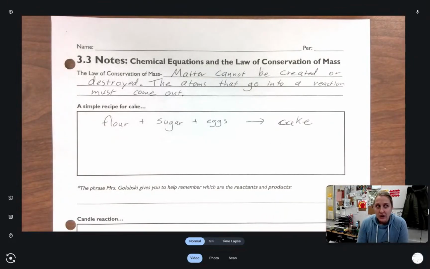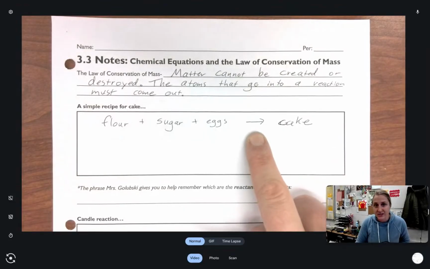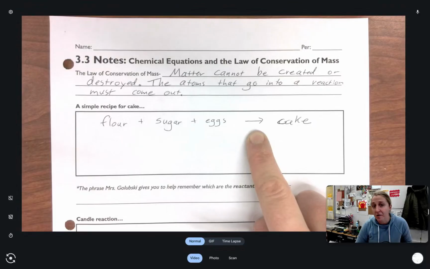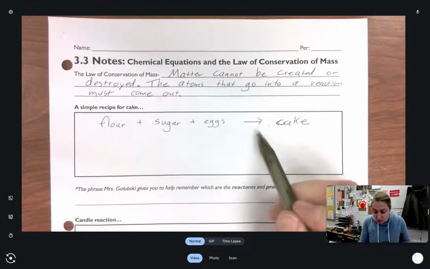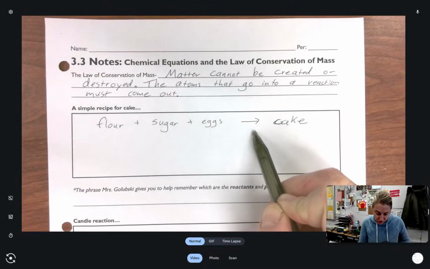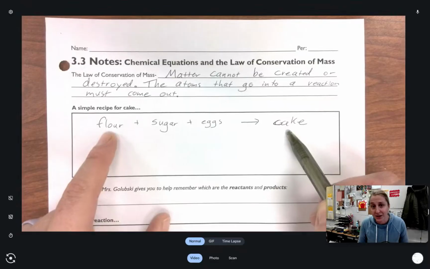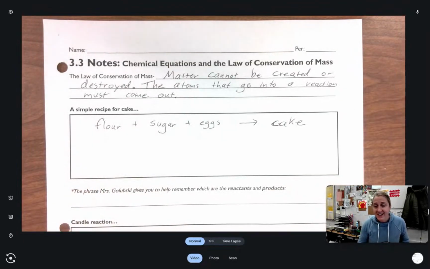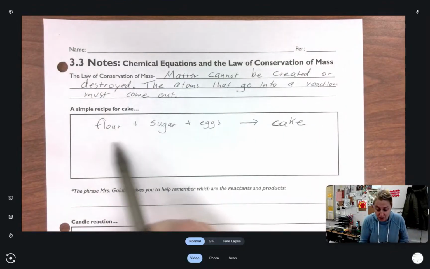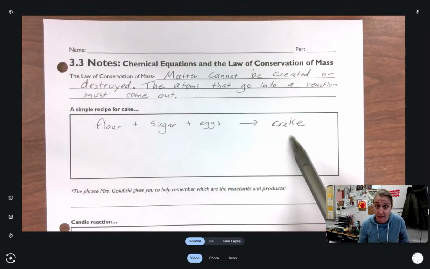Now, if you've seen an equation in your math class, you're probably used to seeing an equal sign here instead of an arrow. There's a couple reasons for an arrow being here in a chemical equation. For one, a cake is not the same as flour and sugar and eggs. If it was your birthday and I gave you a plate full of flour and sugar and eggs instead of a birthday cake, you probably wouldn't be very happy, right? Because flour and sugar and eggs is not equal to a cake.